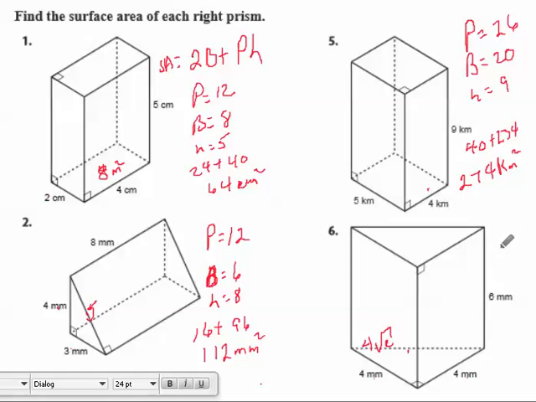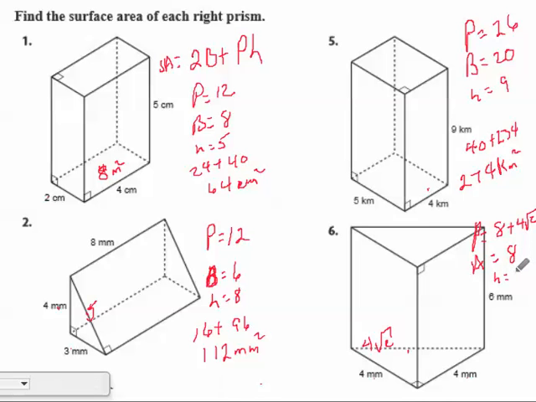Okay? So for my perimeter, I've got 8. See, your perimeter is equal to 8 plus 4 square roots of 2. For my area, I've got 4 times 4 is 16 divided by 2 is 8. And for my height, I've got 6 kilometers. And so plugging this into the formula, I'm going to take the perimeter times the height.